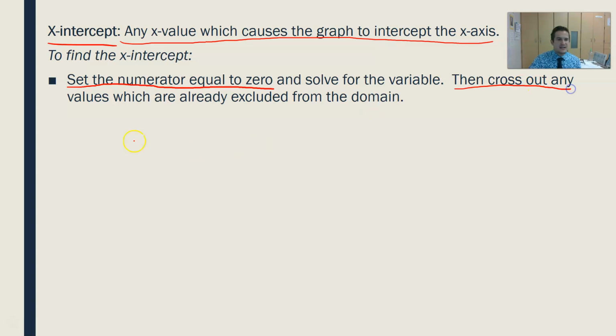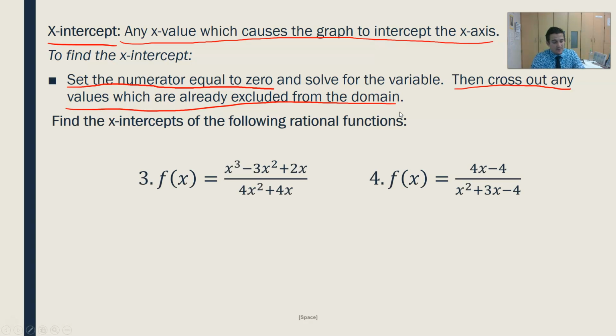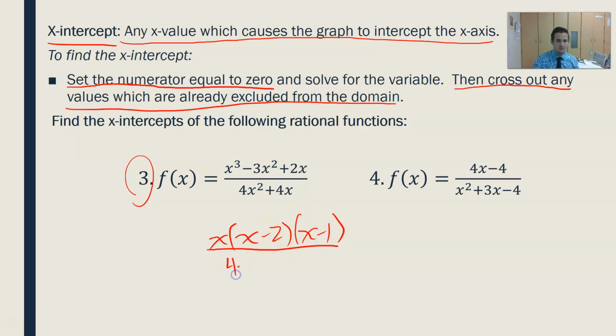And then I'm going to cross out any values which were already excluded from the domain, because if I have a value that's not in the domain, I can't have it as an x-intercept. So, same problem I had before. Number 3 here is the same problem I had before. I'm going to find the x-intercepts. If I write this in factored form again, I have x times x minus 2 times x minus 1 in the top, and 4x times x plus 1 in the bottom. I determined that my domain, my excluded values, was that x is not equal to 0 and x is not equal to negative 1. So we already determined that.